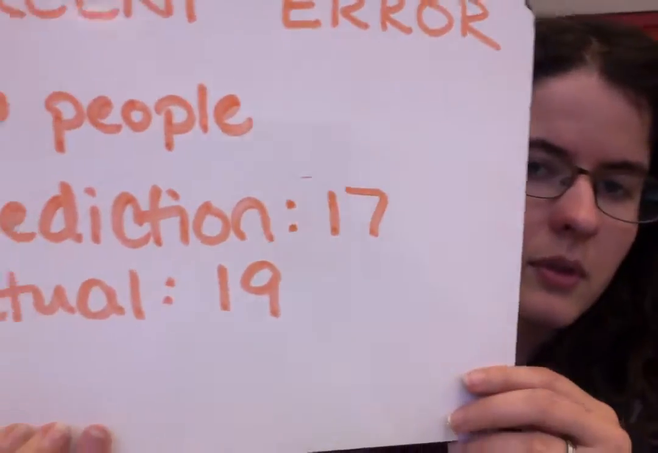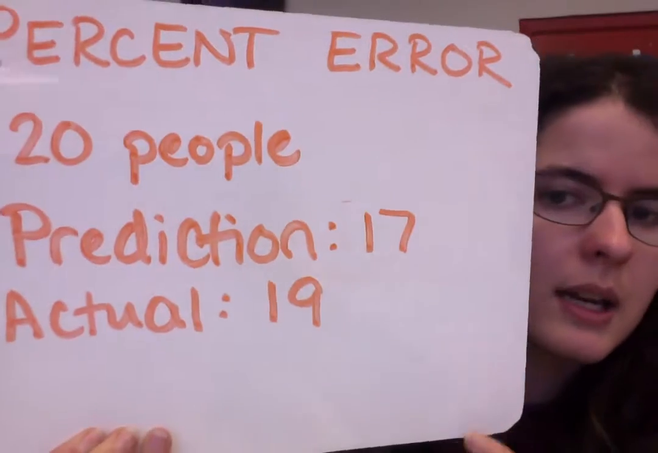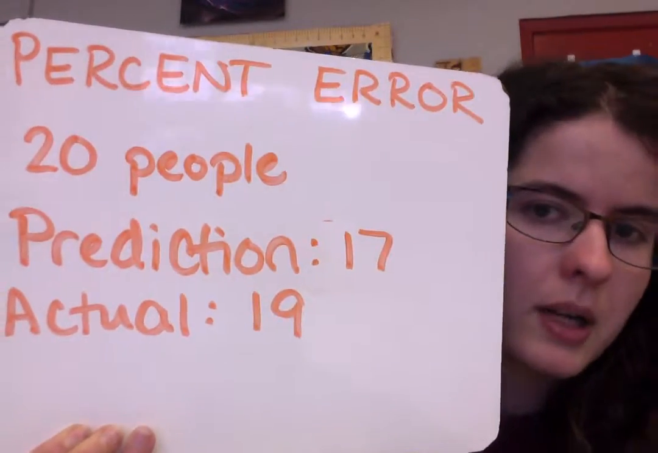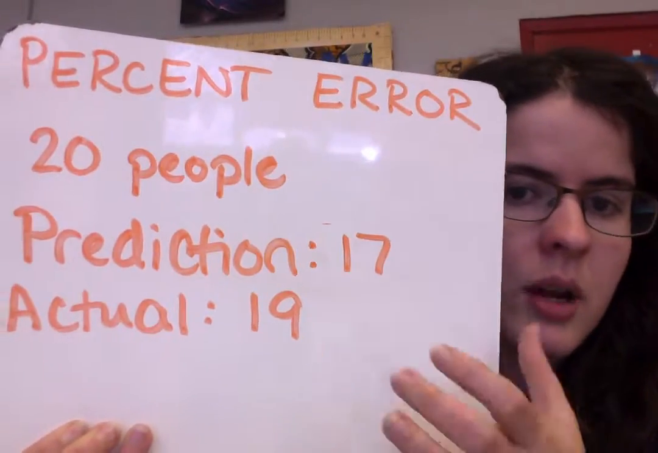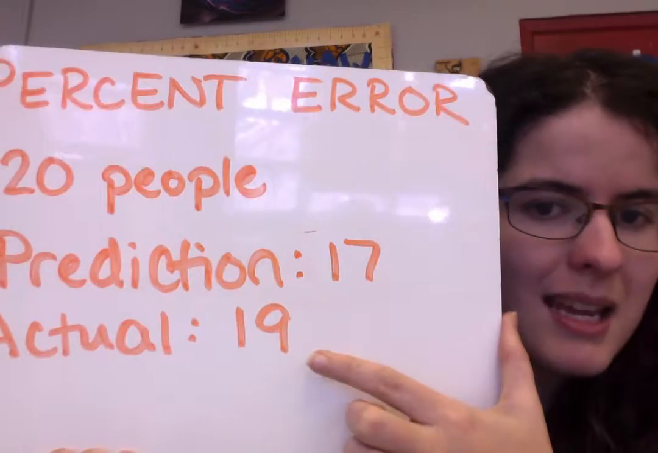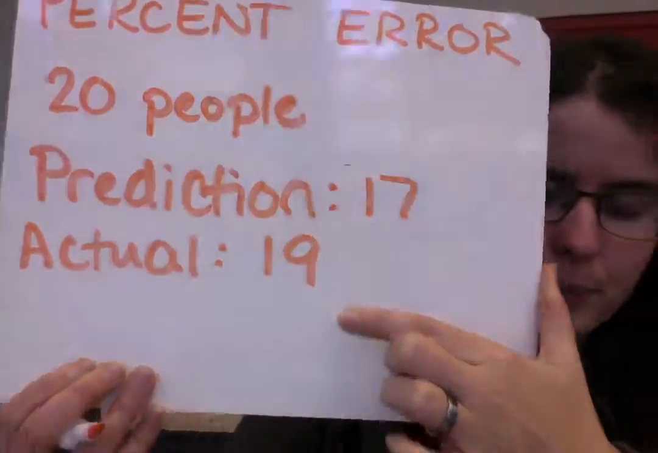Then my question for you would be, how far off are you? And there's two different ways you can talk about how far off. You can talk about it in absolute terms, just how many people off are you. But you can also talk about it in percent terms, comparing it to that actual amount. So yes, you were 2 people off, but what does that mean when there were 19 people who actually had said that they've been to Six Flags before?